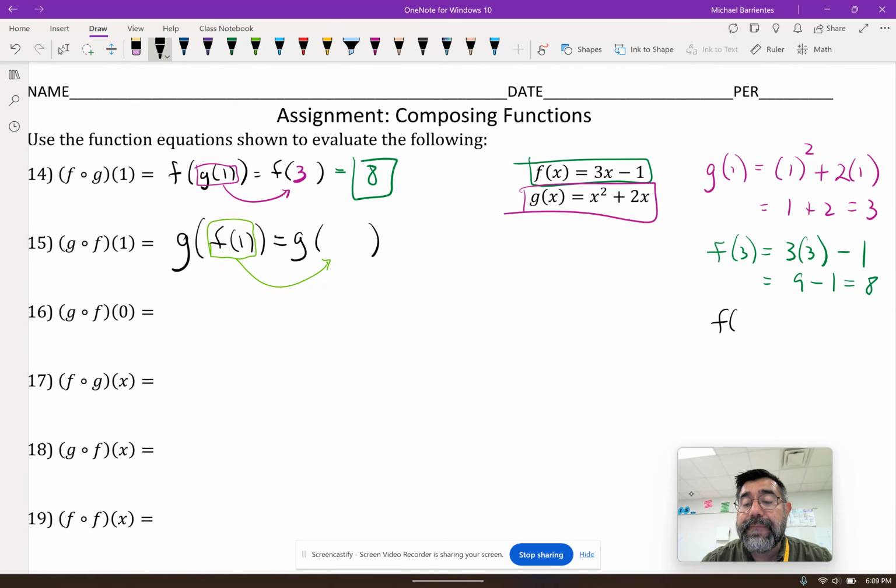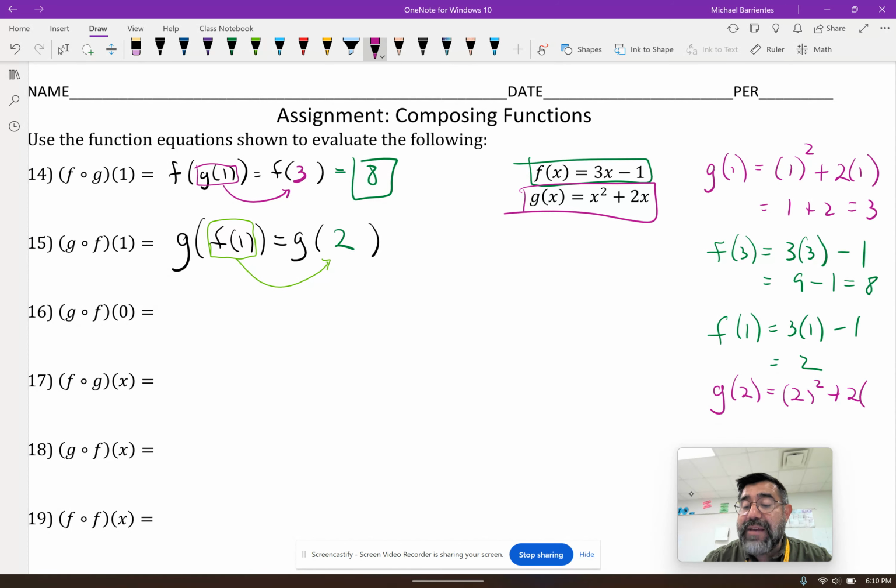f of 1, let me use my green marker. f of 1 is 3 times 1 minus 1. Well, 3 times 1 is 3, minus 1, that's 2. So therefore, this is 2. But that's not the end of the story. Now I need to take that 2 and substitute it into the g formula. The g formula says g of 2 is your input squared plus 2 times my input.